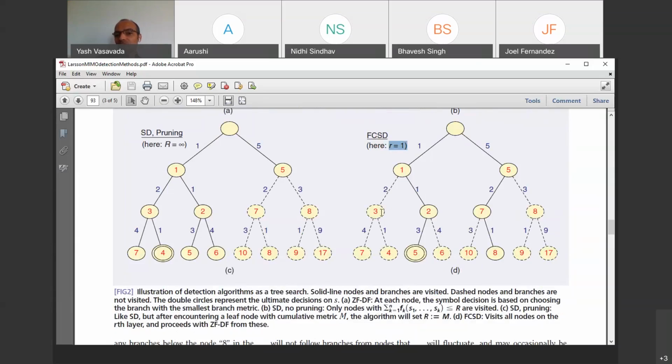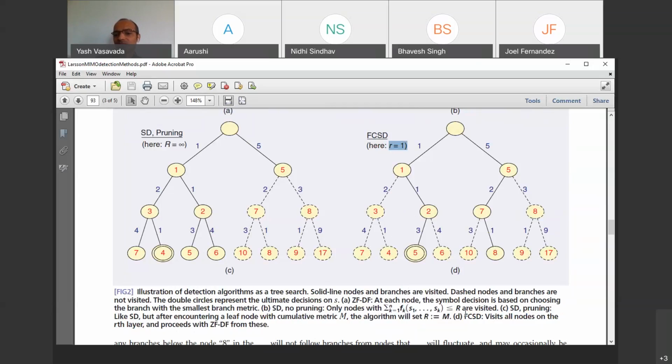If you did r equal to 2, now you will have 4 subtrees that you would do decision feedback on. And so now you will have 4 different answers at the output of decision feedback: 4, 5, 8, and 9. And then you will select the smallest one of them, which is 4. And so now you actually got the right answer.